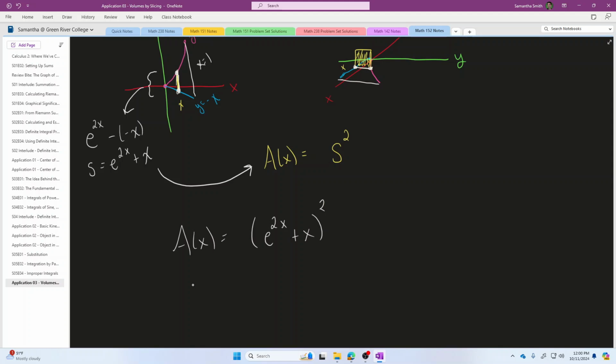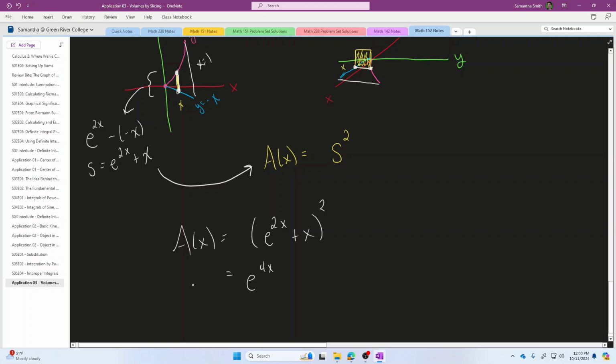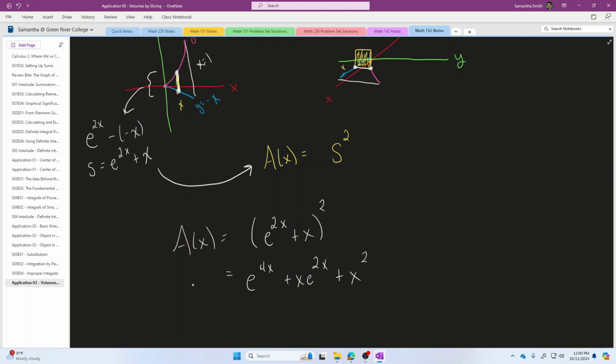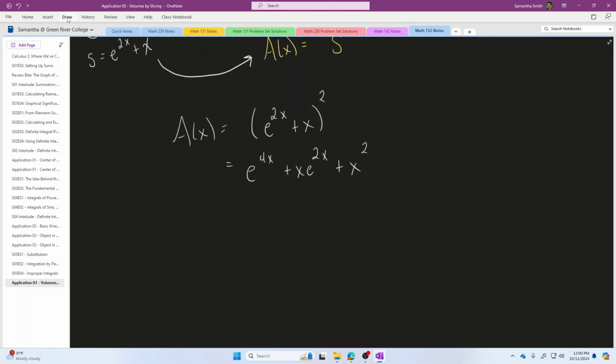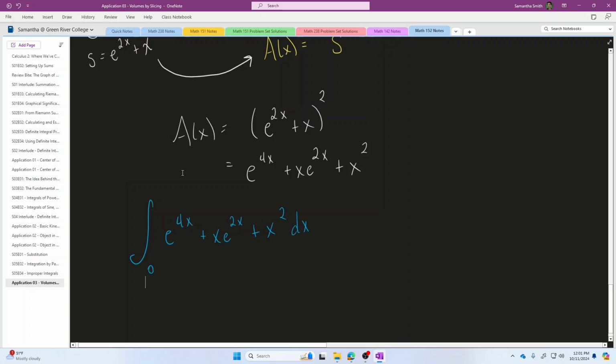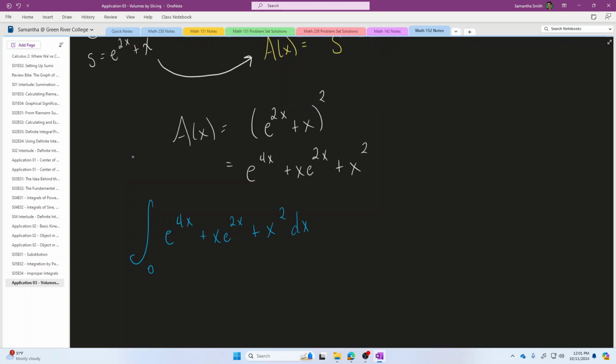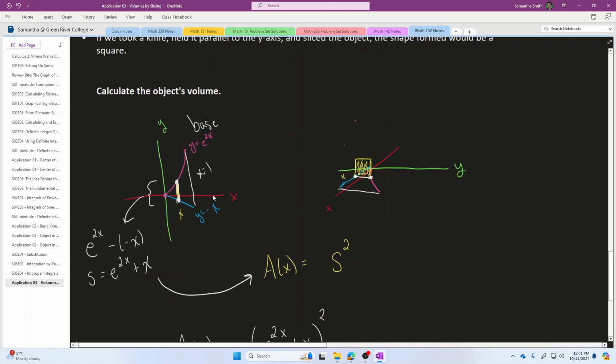So plugging in the side length formula that we found from our picture, this simplifies to e to the 4x plus x e to the 2x plus x squared. And to finish this calculation, all I would have to do is integrate my area function from the smallest x value in my problem to the largest x value in my problem, which I was told, once again, the largest x value should be x equals 1.